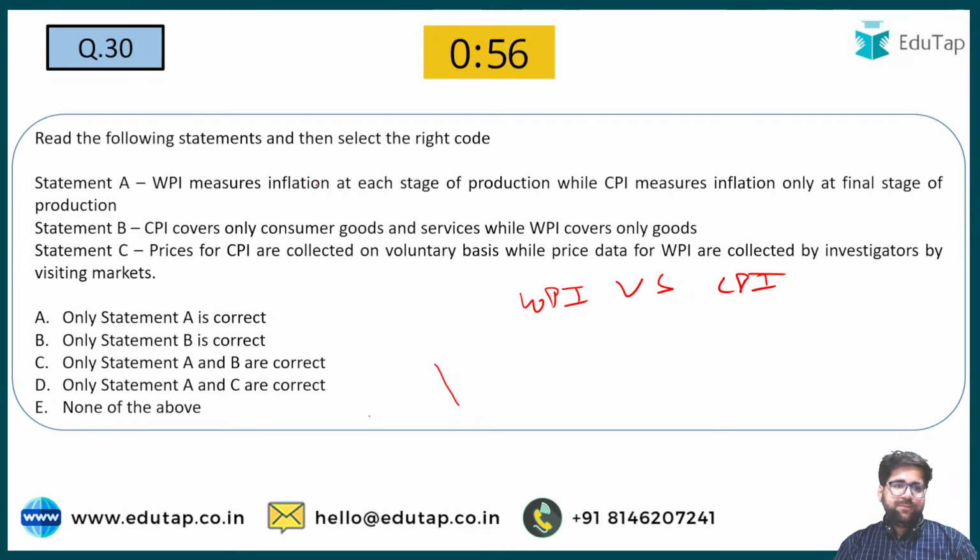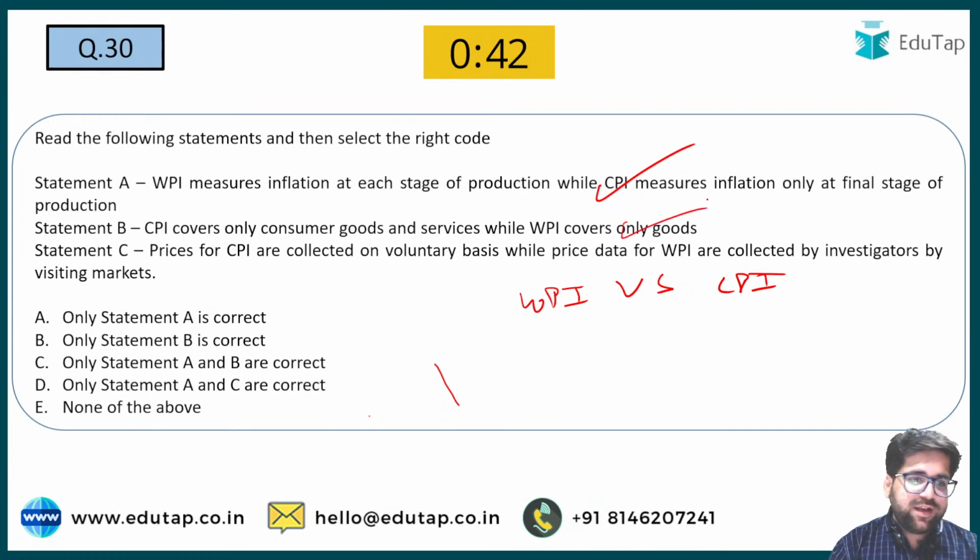Okay, let me read the statements then, because these two are a very good question. WPI measures inflation at each stage, while CPI measures at the final stage. This statement is correct, yes. CPI covers only consumer goods and services, while WPI does not. This statement is also correct. Prices of CPI are collected voluntarily. No, this is incorrect. So that's why statement C was correct. Bingo. I think only Nilesh has answered it correctly. So superb, Nilesh. That's really very good.